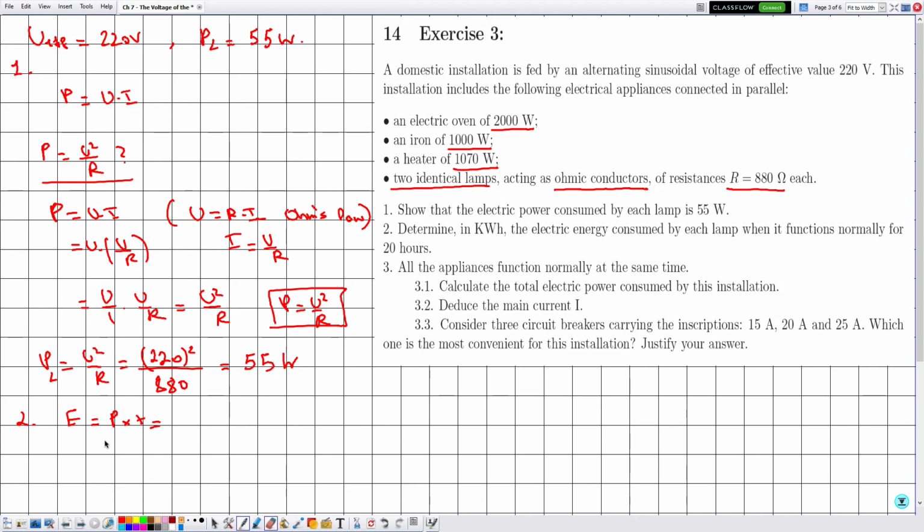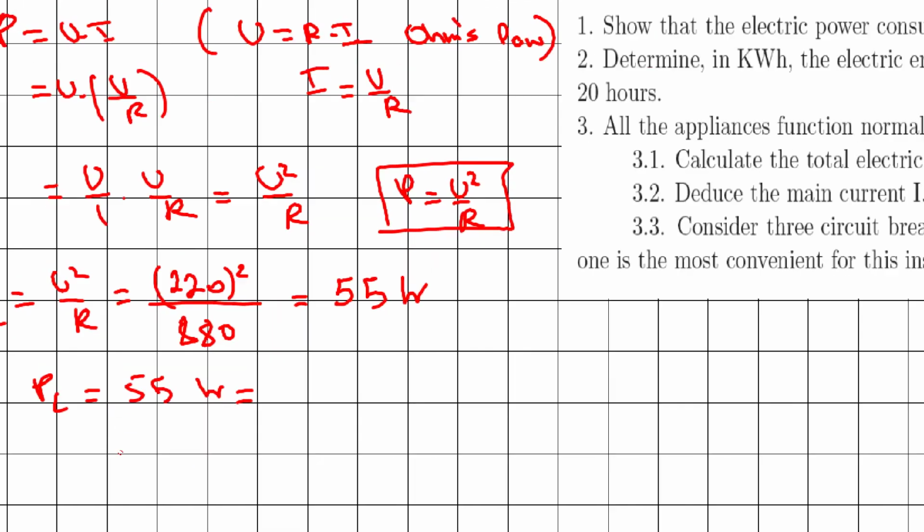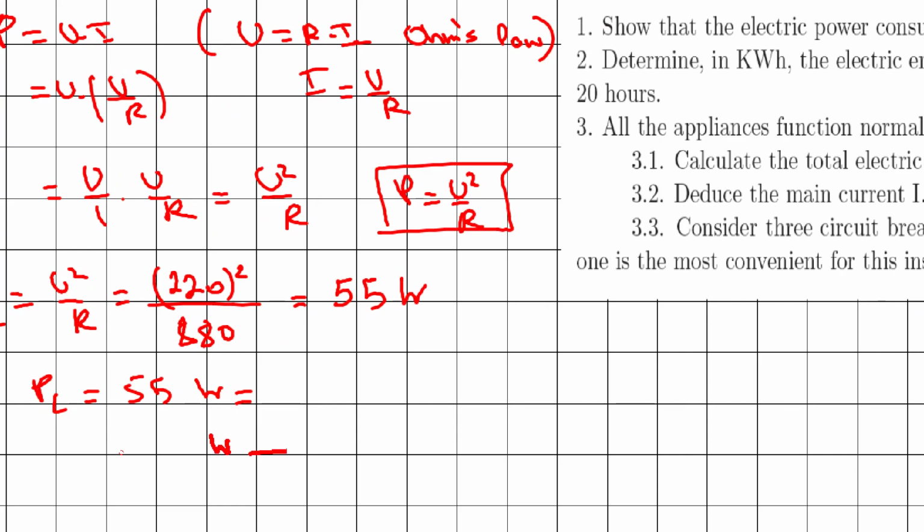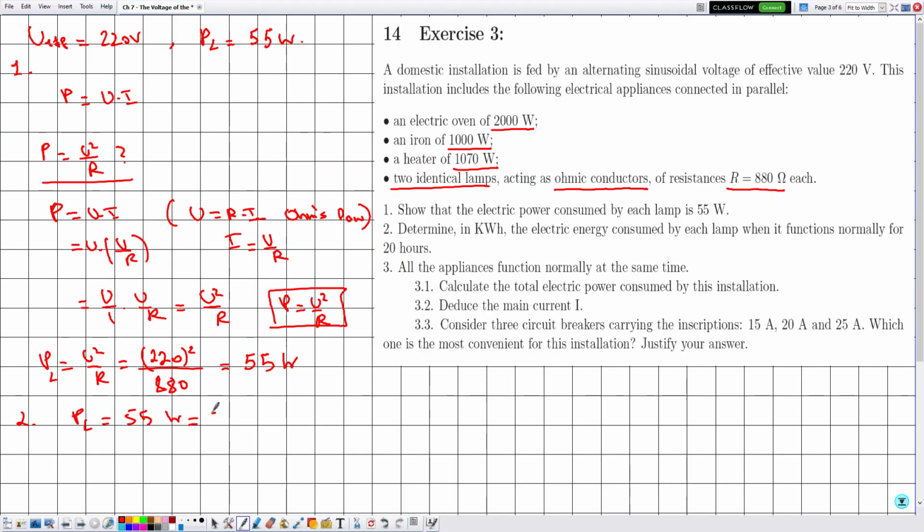So before starting with this formula, let me write here that the power of each lamp is equal to 55 watts. And since we are interested in converting from watts to kilowatts, we divide by 1000. Then 55 divided by 1000 is equal to 0.055 kilowatts. So the power of the lamp in kilowatts is given by 0.055 kilowatts.